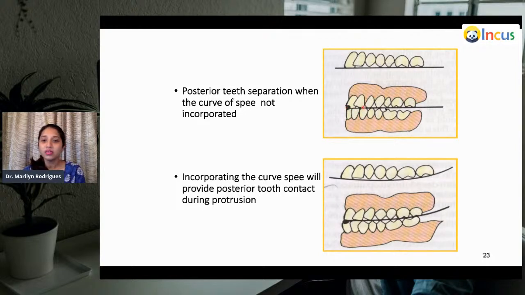So to prevent this posterior disocclusion from happening in our complete denture, what we have to do is give a compensating curve, that is the curve of Spee, so that when, you can see in this picture, we protrude the mandible and it contacts here anteriorly, there is also a simultaneous contact which is happening at the back. So it will not tilt because it is stopped, right? So incorporating the curve of Spee will provide posterior tooth contact during protrusion, and therefore it will prevent the tilting of your denture bases. I hope this concept is clear.